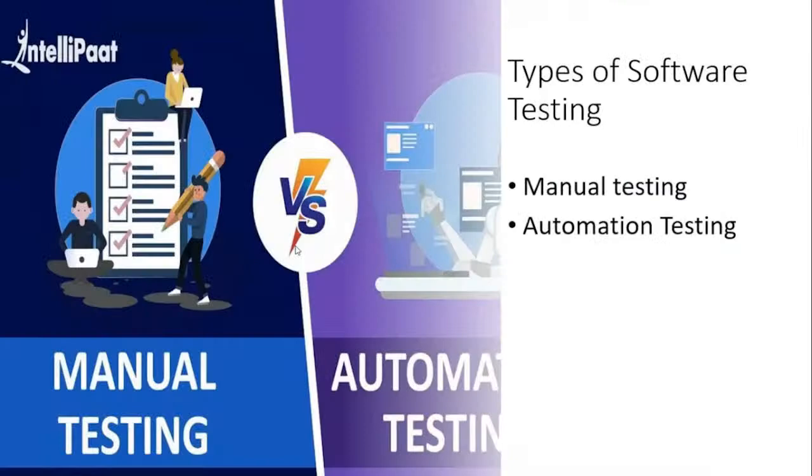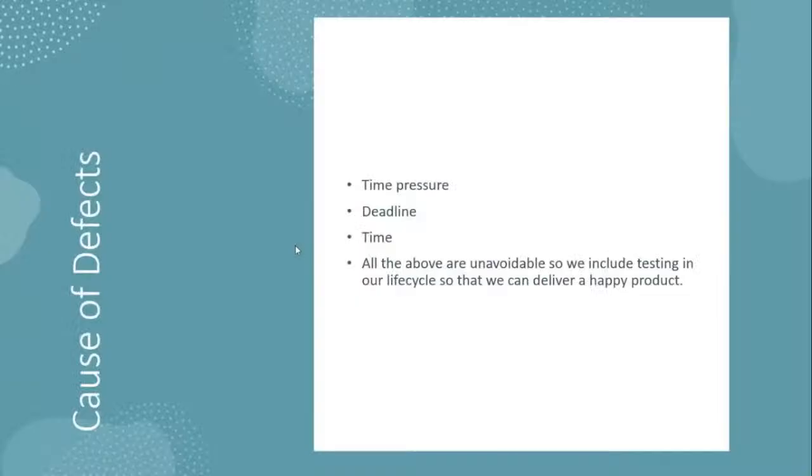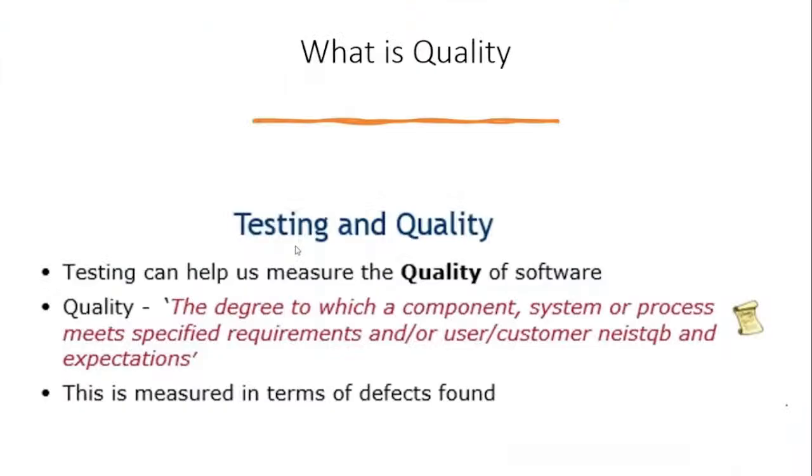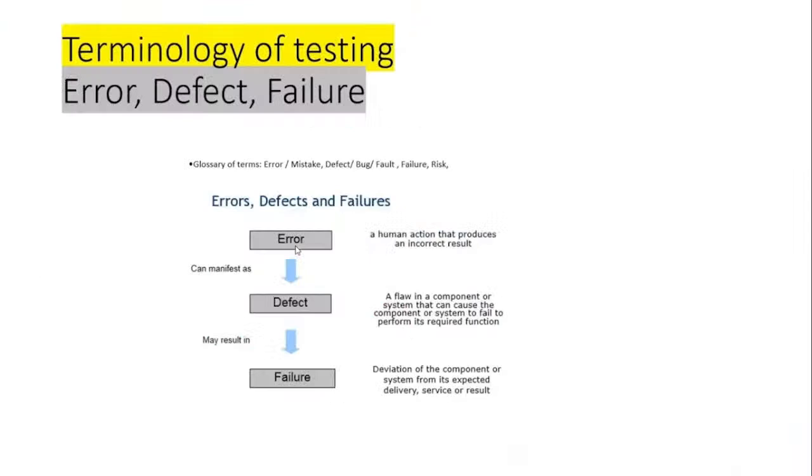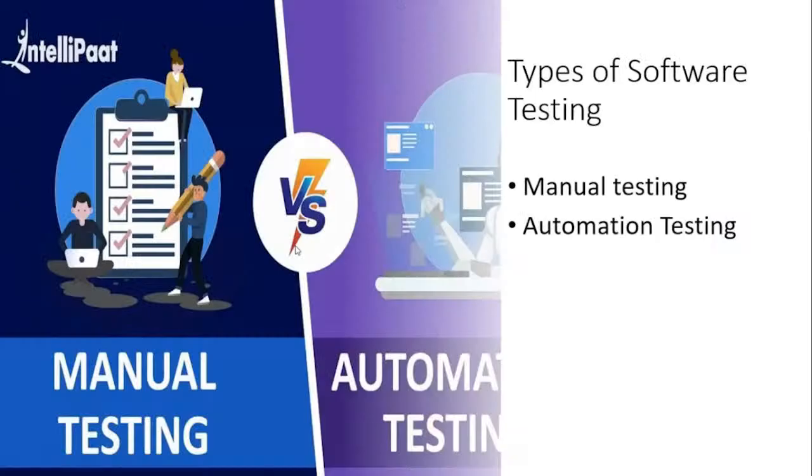So those are the causes of defects. Now that we have understood what is testing, what is quality, and what are errors, defects and failures, now we will understand the different types of testing. There are mainly two types of testing: manual testing and automation testing.